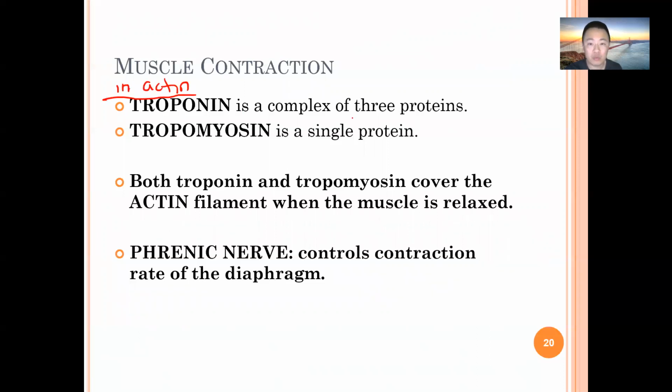Okay, we've got troponin, which is a complex of 3 proteins, and tropomyosin, which is a single protein. Again, more details about this in the muscle lecture. Both troponin and tropomyosin cover the actin filament when the muscle is relaxed. The phrenic nerve controls the contraction rate of the diaphragm.